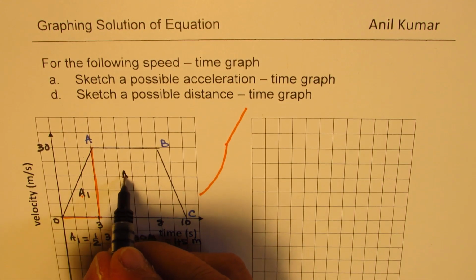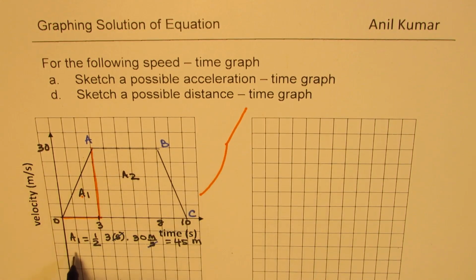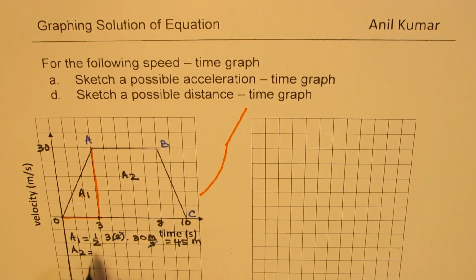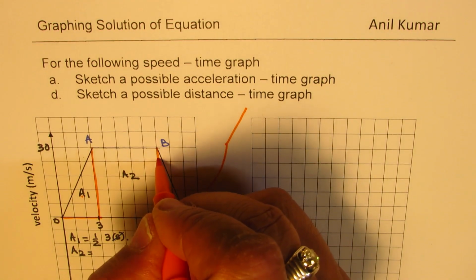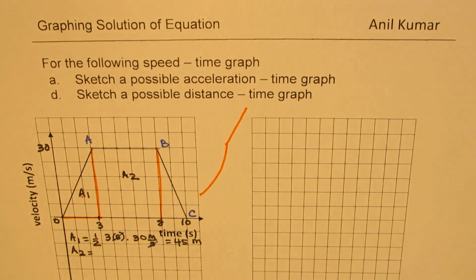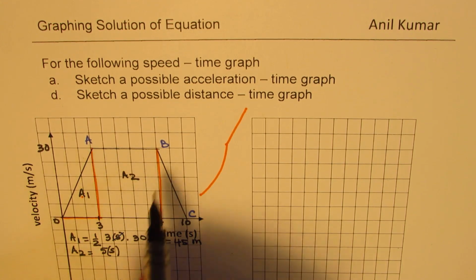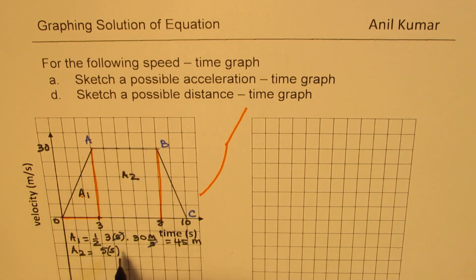In this portion, the distance traveled is how much? It is a rectangle. We're talking about this area now from A to B. So it is 5 units in seconds, right, times velocity is 30 meters per second. So we get 5 times 30, which equals 150 meters.